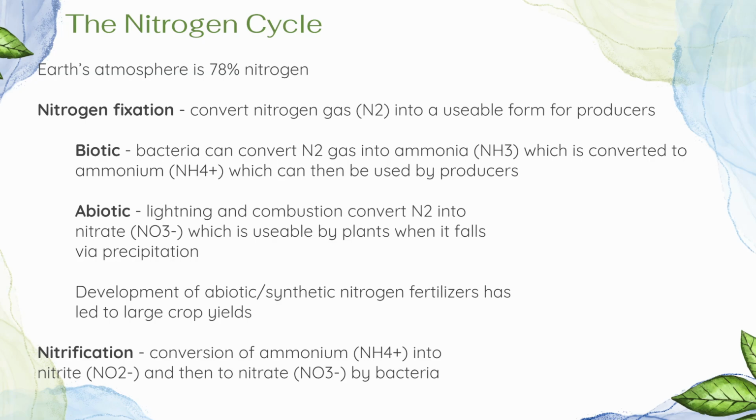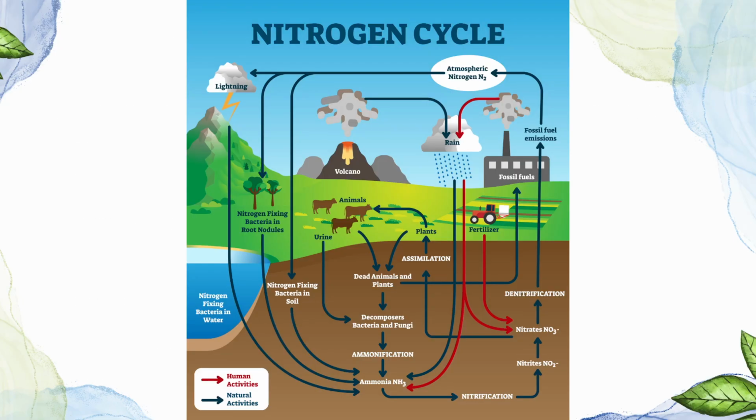It can also be an abiotic process where lightning and combustion convert N2 into nitrates, NO3-, which falls to the ground in precipitation. The development of synthetic nitrogen fertilizers has also led to large crop yields. Nitrification is the conversion of ammonium into nitrite and then to nitrate by bacteria. This diagram illustrates the nitrogen cycle.